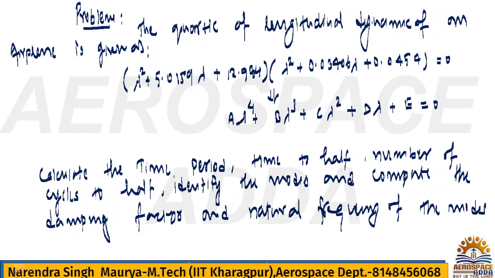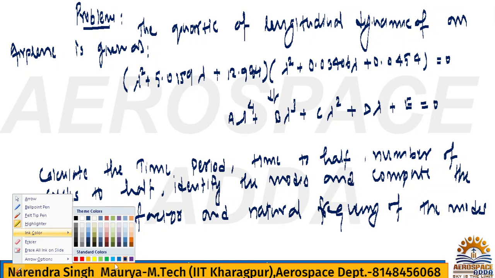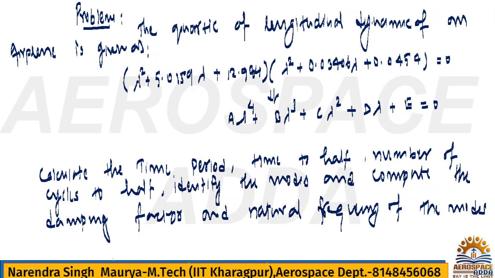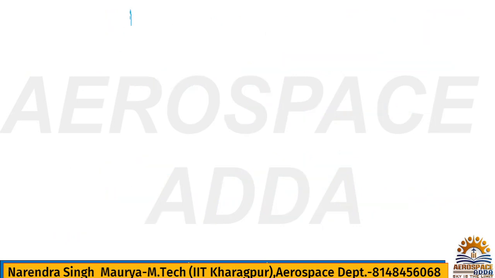This is the question. Now you go for the solution of this problem. It's very easy. Last lecture I gave the formulas for how to get the value of time period, time to half, and number of cycles to half. I will write the formula, so you have to remember the formula only, that's all. Now, coming to the solution for this problem, what is the equation we have? I would write it like this.